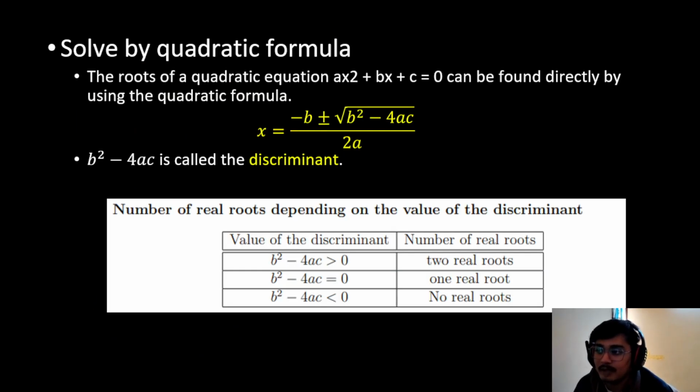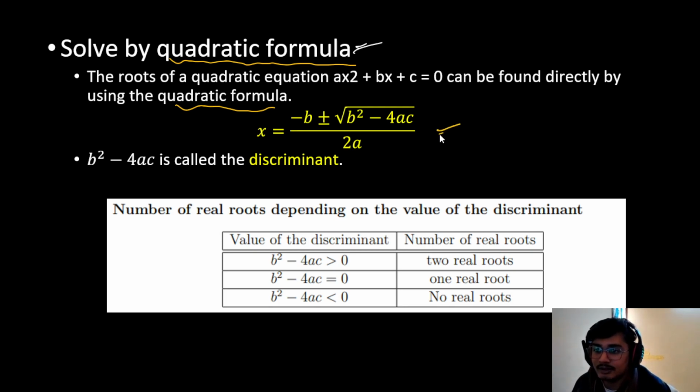Now let's move toward one more method. We have a total of 3 methods, and this one is the direct method, using the quadratic formula. We have a formula for finding the zeros, which is the quadratic formula. The roots of the quadratic equation ax square plus bx plus c equals 0 can be found directly by using the quadratic formula.